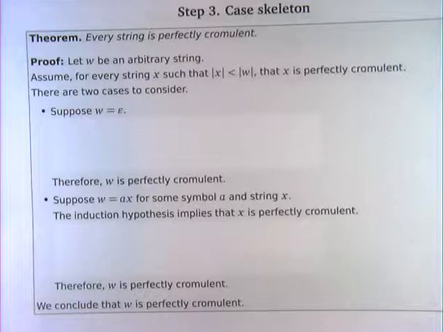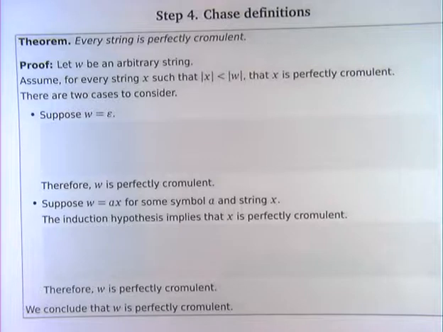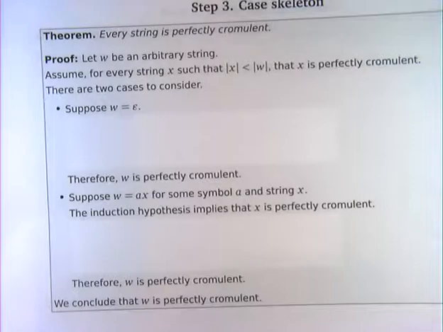And now I've reduced the problem of proving all strings are perfectly cromulent to two simpler cases. One, prove that the empty string is perfectly cromulent, and two, prove that a string that starts with the letter A and the rest of the string is perfectly cromulent is perfectly cromulent. And then at this point, basically I'm going to start chasing definitions. I need to know the definition of perfectly cromulent now. And so I can't really provide any more details in the proof because I don't know what that phrase means. But up to this point, I don't care, right?